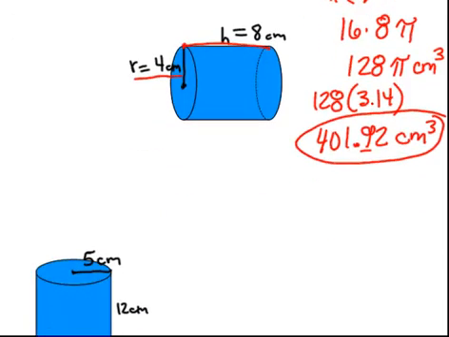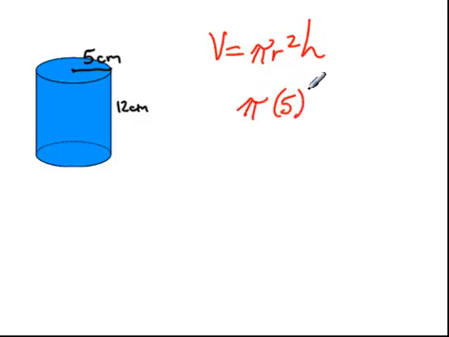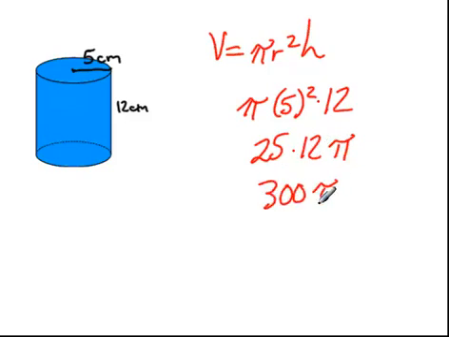And another example. We have the following cylinder. Now it has a radius of 5 and a height of 12. So volume equals pi r squared h. So pi 5 squared times h. We know what h is. We're not having to guess it. H is 12. So 5 squared is 25 times 12, pi. 25 times 12 is 300. That gives us 300 pi cubic centimeters.